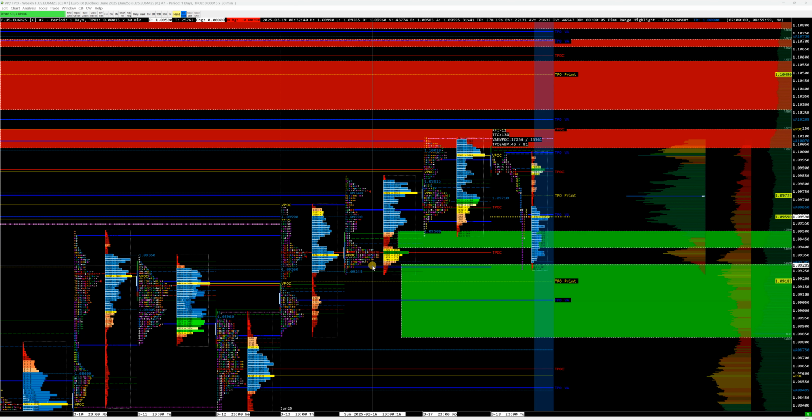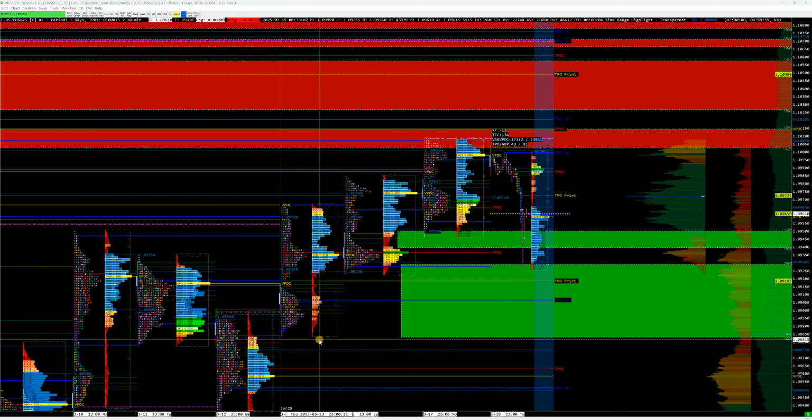And then we went pretty much to the day before yesterday, so Monday. We didn't reach the low of that day, and reaching the low of that day would have been a trade where we could have expected to go down.